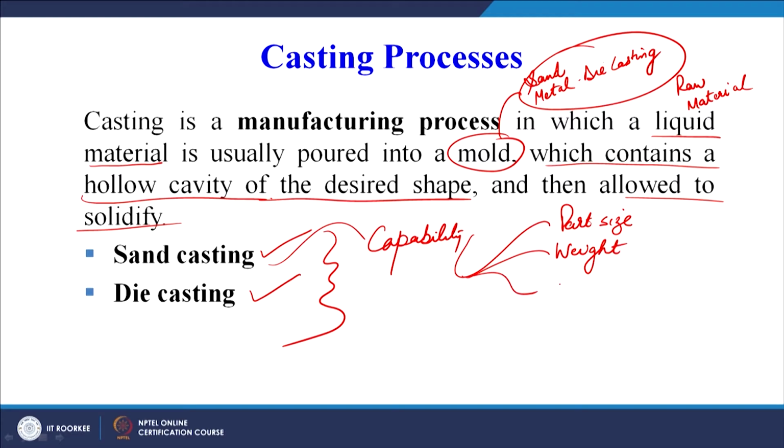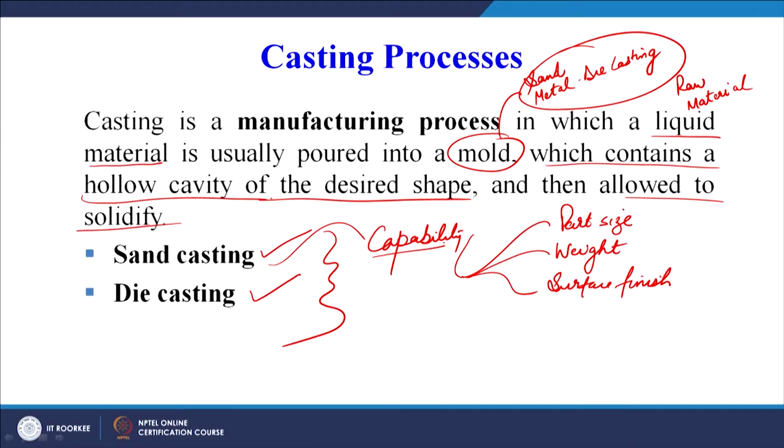We need to understand the surface finish which it can produce, and we need not memorize all this information. We can have standard textbooks, we can refer to those textbooks and see the capability, and that is important. We must know that this type of information is available and we can make use of this information.